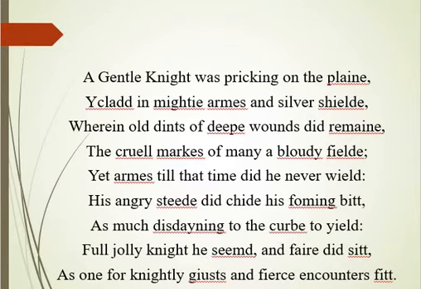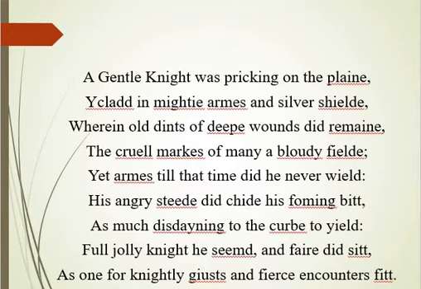Yclad, we can say, in mighty arms and silver shield. Here yclad means dressed; we can simply say that he was dressed in mighty arms. He was dressed well in the dress of a soldier, and he was carrying a silver shield wherein old dints of deep wounds did remain. Here we can say that dint is a sign. So here, dints of deep wounds, cruel marks of many a bloody field. My dear students, there were lots of marks of the fields where he fought.